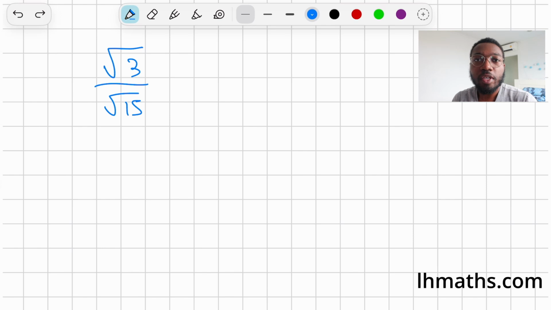There are loads of ways you can work this out. I'm going to show you two ways. The first way is that we can actually simplify this down.